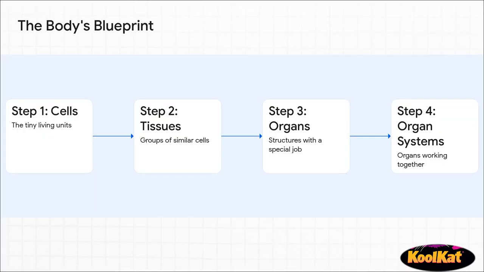Think of your body like a blueprint for a building. It all starts with the smallest living units, cells. Then groups of similar cells get together to form tissues. Tissues work together to build organs, like your heart or your lungs. And finally, those organs team up to create organ systems that do all the big jobs. This is the basic map we'll be using.